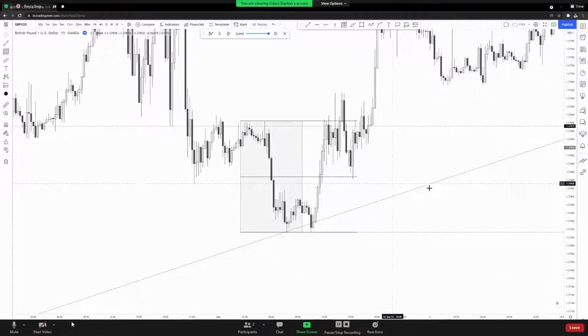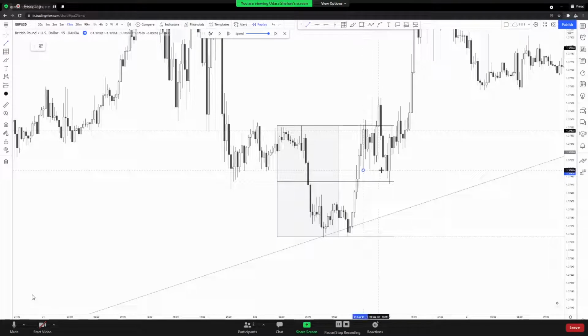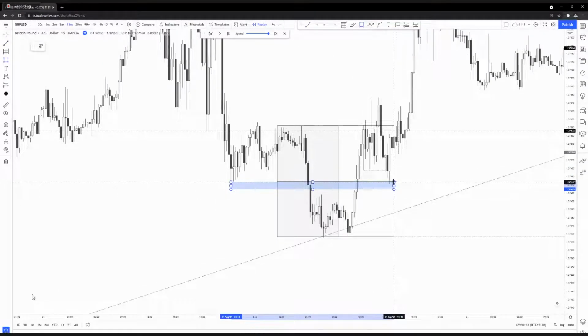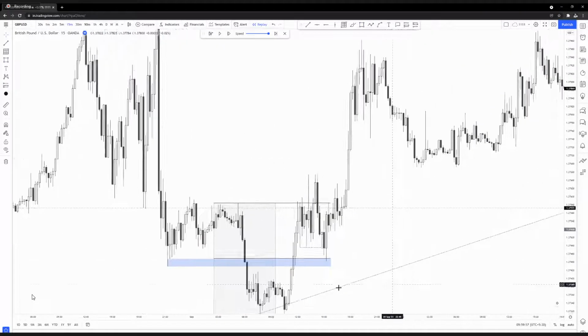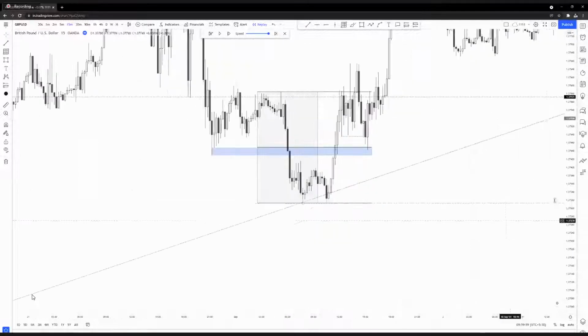Right into the midline. Okay, we have liquidity. We have the QM level. We have the Asian midline. All of that. Look at the move there. Bam. A very high probable setup.